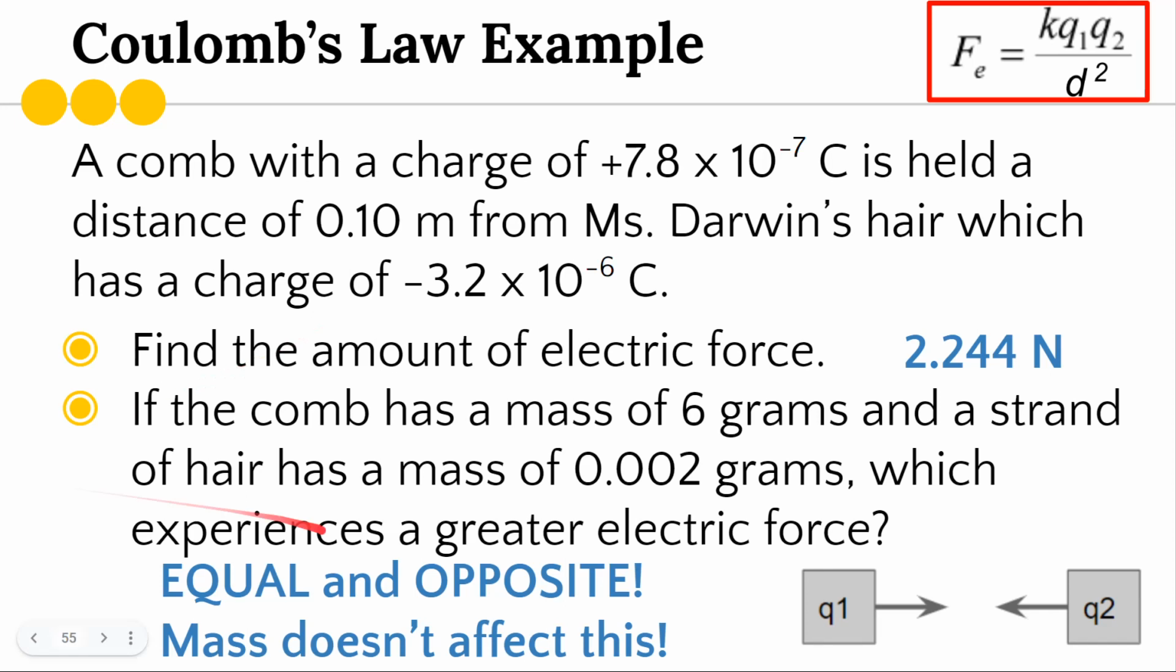Those forces are equal and opposite, and this is what I was just talking about. This is why I didn't put the sign in my equation. One of these forces would be positive 2.244. This one would be negative 2.244. It's always a pair, so you're not going to worry about the sign. You're just solving for the magnitude.